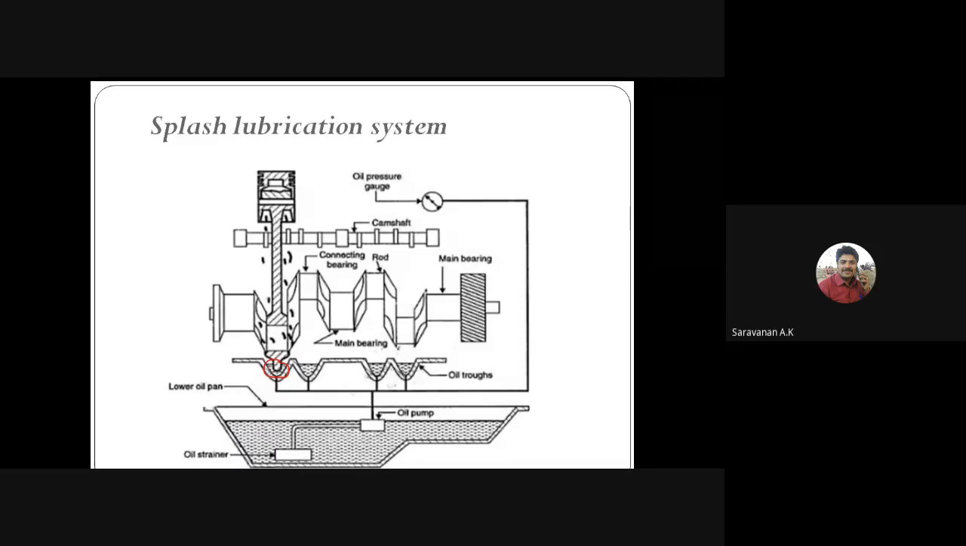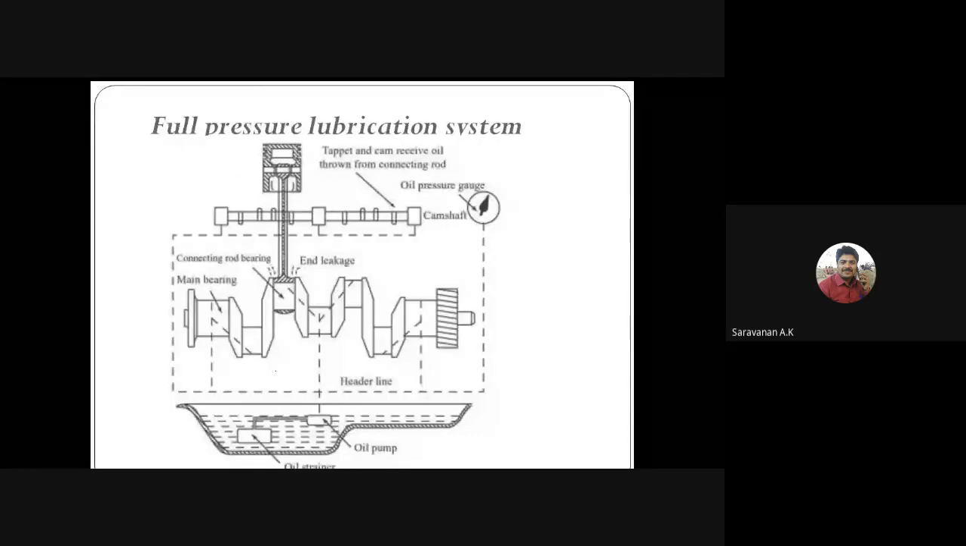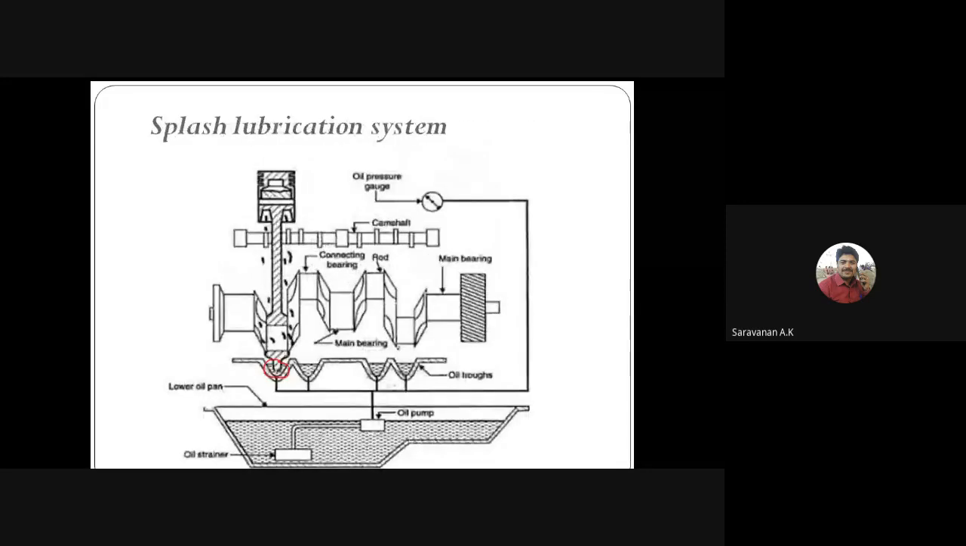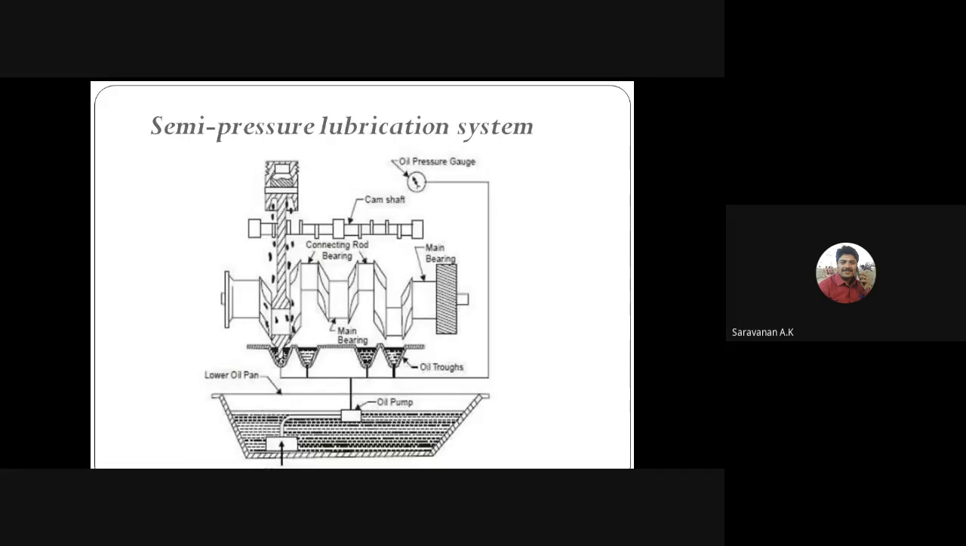the scoop splashes the lubricating oil into the cylinder or chamber, so the system gets lubricated. This is one type, the splash lubrication system, and then we have the semi pressure lubrication system.